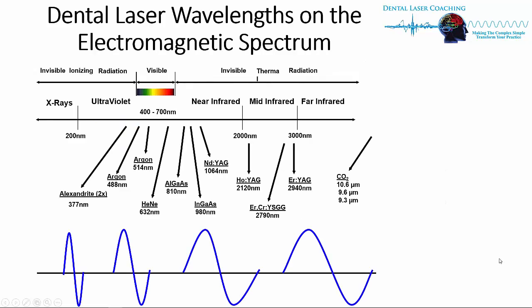So if we look at the dental laser wavelengths on the electromagnetic spectrum, we've got all these different types of lasers that were primarily used in dentistry in the past. Some will be used more in the future. Some are being used today. But why were these wavelengths selected? And all these wavelengths are different.